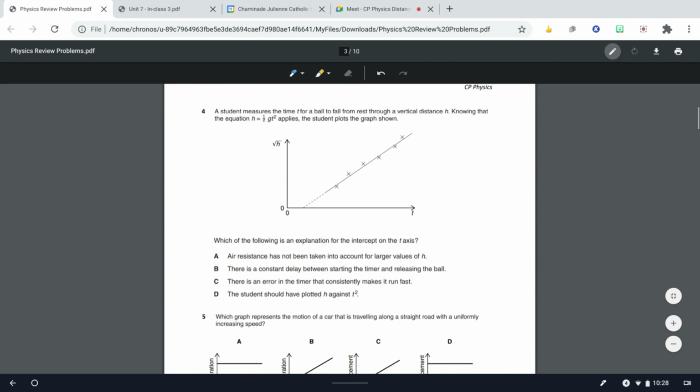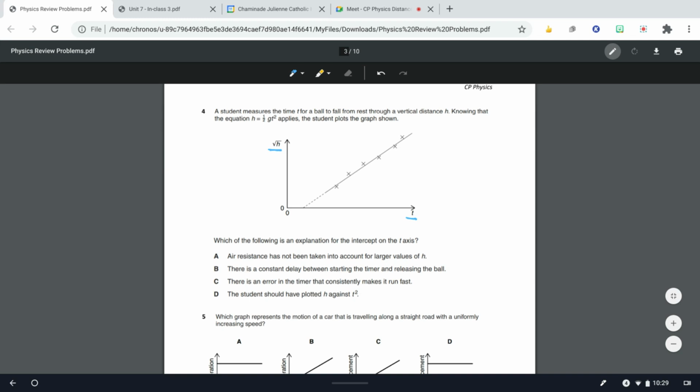Question 4. Right, so now you've got a student that is measuring a time t for a ball to fall from rest through a vertical distance h. Knowing that the equation h is equal to half gt squared applies, the student plots the graph shown. Now, the thing to notice here is that you've got the square root of h here, and you've got time on the x-axis. Now, which of the following is an explanation for the intercept on the t-axis?